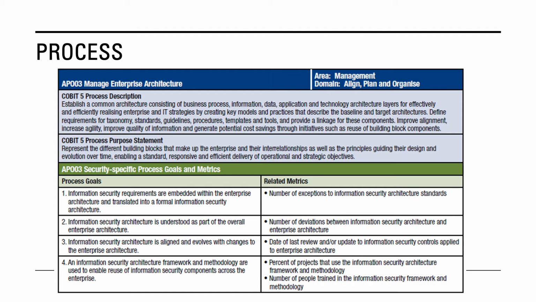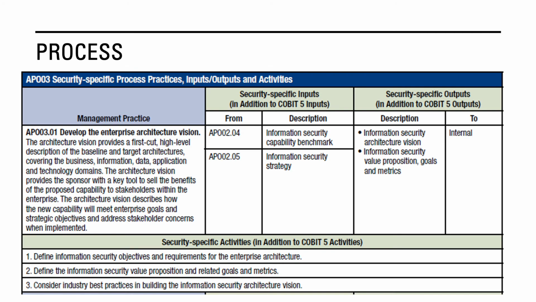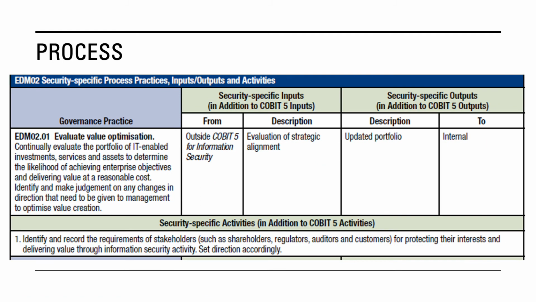And number four, that security frameworks are used, the methodologies are used, so that we can enable reuse. So we're not continuously reinventing the wheel. And so associated with that, again, we have all the specific metrics associated with that. Again here, the AP003. So the same idea here, about the processes that relate to the controls that we have in place.